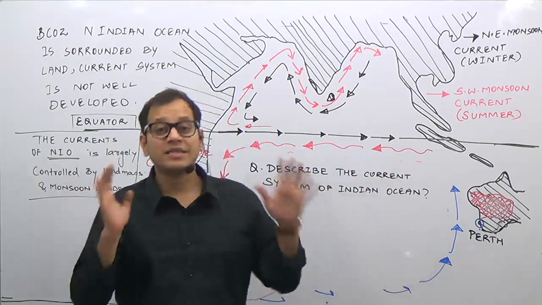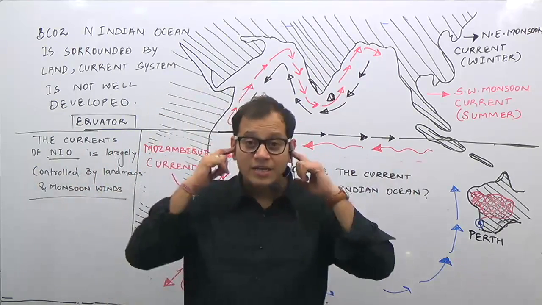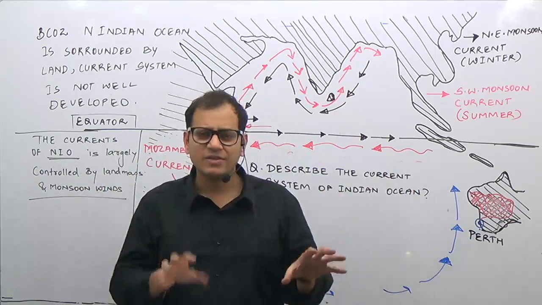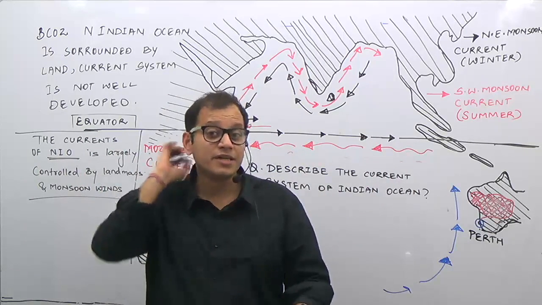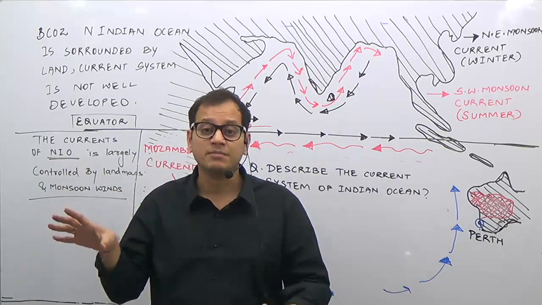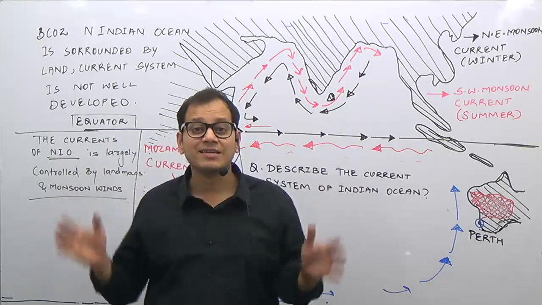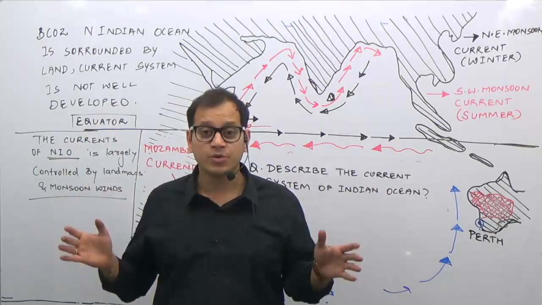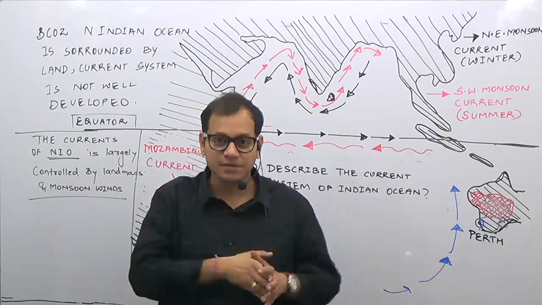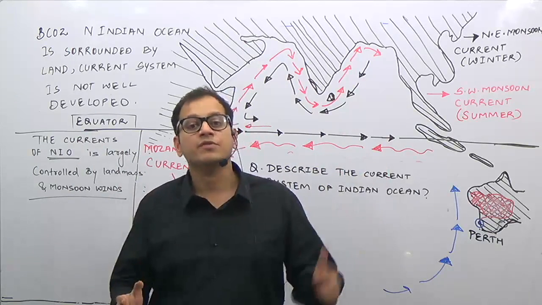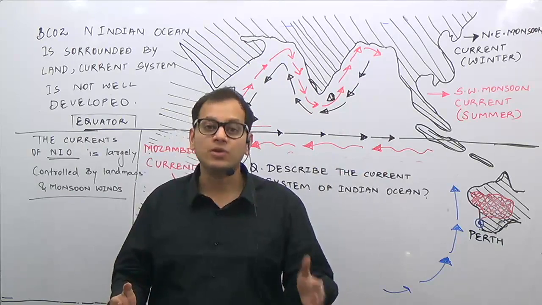This is the overall general idea of the current system in the Indian Ocean. So this is your assignment. Try to write it down, so that these are the facts. Once you write down the assignment, I don't think you will forget the facts ever, even for the preliminary examination. So these are the current systems of the three oceans, Atlantic, Indian and Pacific. Now in the next lecture, we will study the importance of ocean currents.